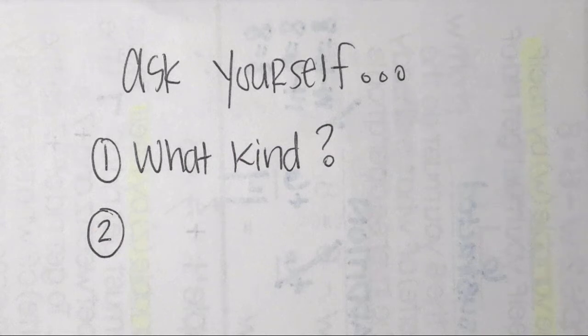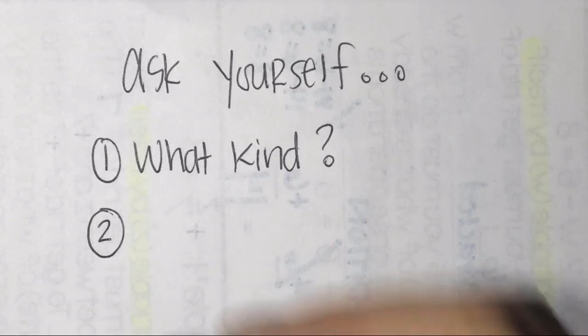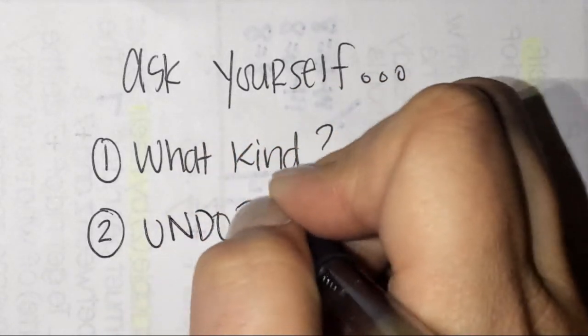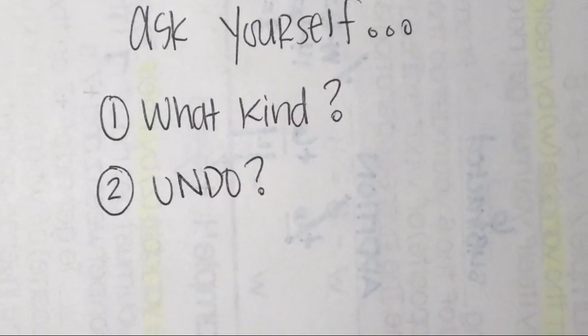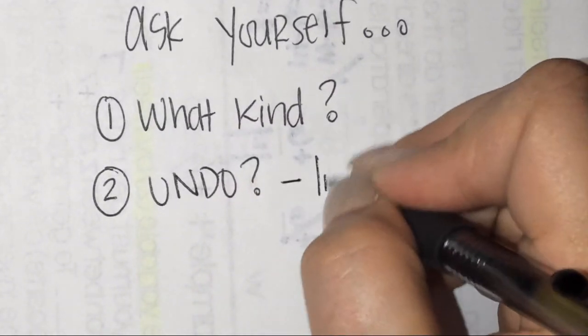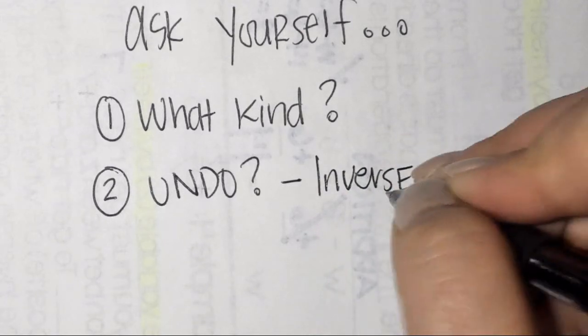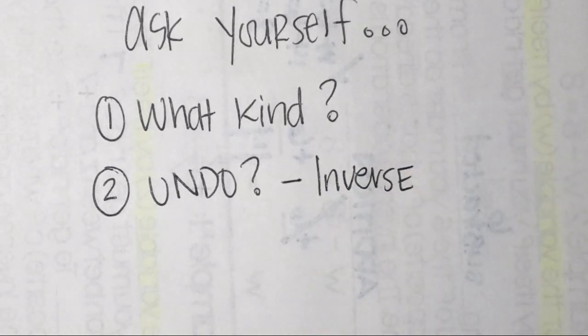Not quite. Almost. Hang tight. There was a question before that. How do I undo it? Okay? How do I undo that equation? And this is where you're thinking inverse operation, okay? You got to think the opposite. So if it's an addition equation, you're always going to use subtraction. If it's a multiplication, you're always going to use division, okay?